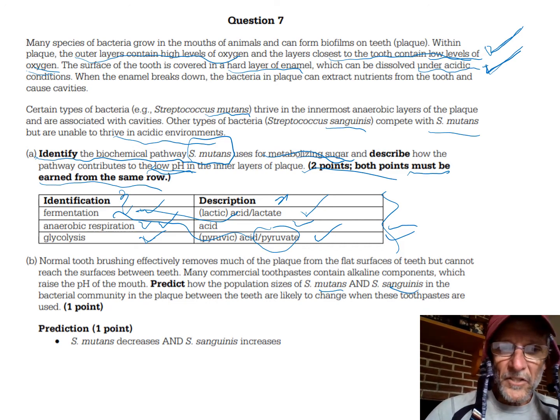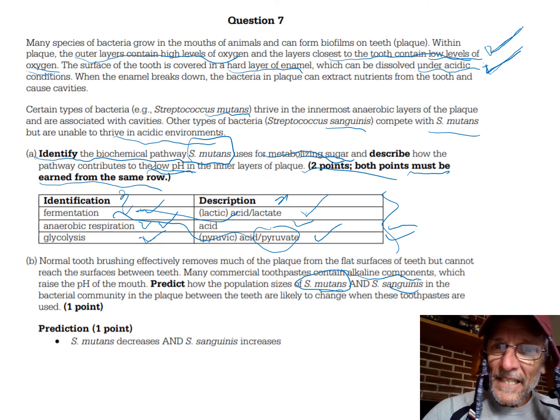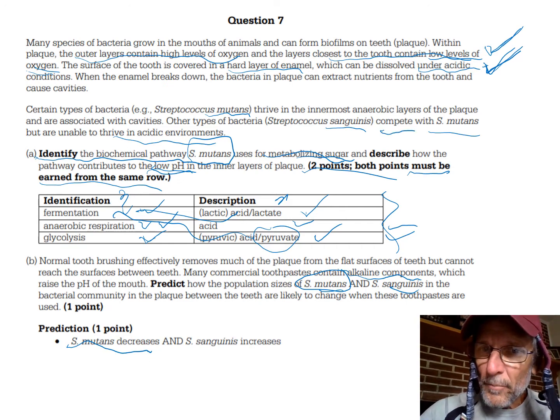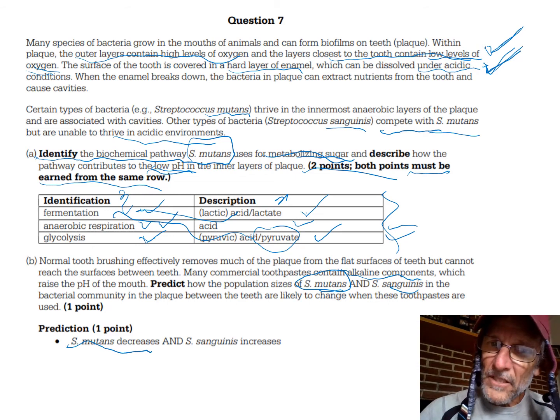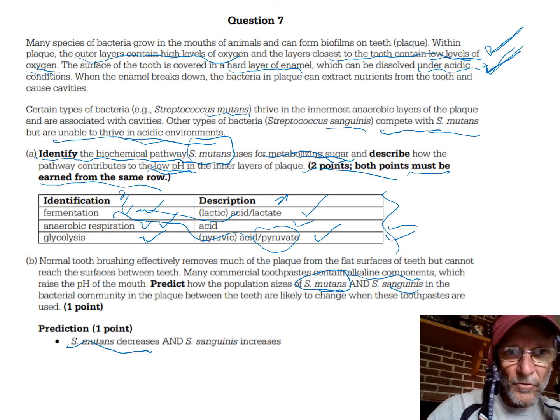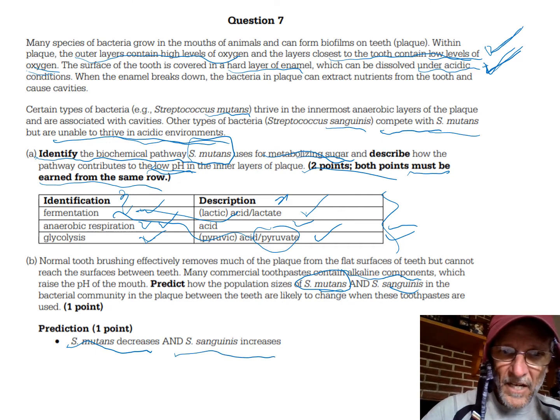This is a little bit more of an ecology question, but okay. It's also in analyzing the data, the story we've given you, and being able to apply it. Normal toothbrushing contains alkaline components. Oh, these guys did well in the acidity. So if you make it alkaline, I would predict that those guys are going to decrease. And if those other guys competed with them, and now you remove that competition and you make it a place where they aren't being affected by that acidity, since they're unable to thrive in acidic environments, I would expect these guys to increase.